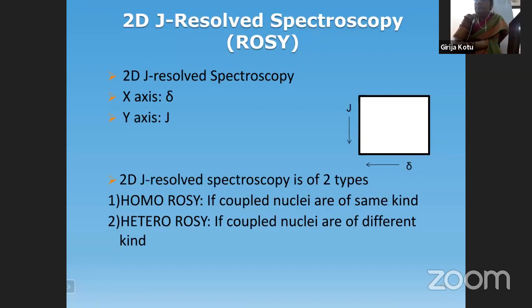You all know that there are different kinds of couplings. What are they? There are two types: homonuclear coupling and heteronuclear coupling. Homonuclear is the coupling between the same kind of nucleus, and heteronuclear coupling is the coupling between different kinds of nucleus. Based on these different coupling interactions, J-resolved spectroscopy is also of two types: homo-JRES and hetero-JRES. Homo is when the coupled nuclei are of the same kind, and hetero means the coupled nuclei are of different kinds.